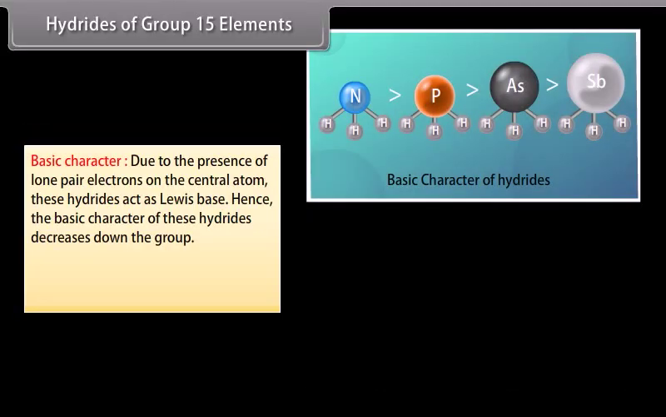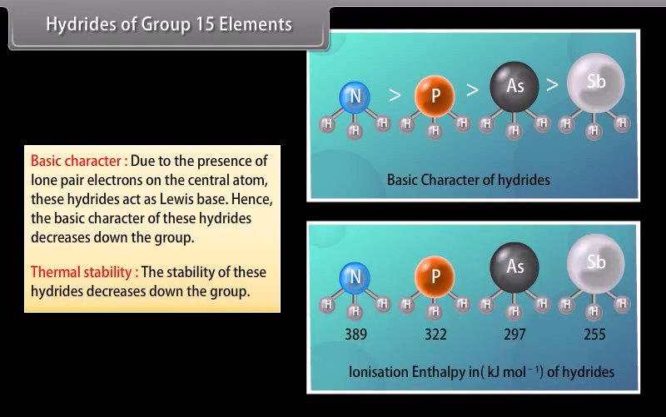Basic character. Due to the presence of a lone pair of electrons on the central atom, these hydrides act as Lewis bases. Electron density around the central atom decreases down the group. Hence, the basic character of these hydrides decreases down the group. Thermal stability. The stability of these hydrides decreases down the group. This can be explained in terms of their bond dissociation enthalpy, which decreases down the group.